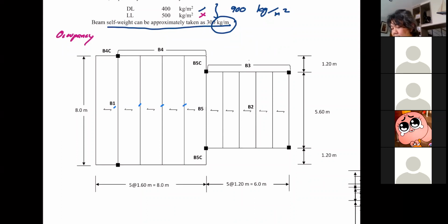When you look at B1, this is the direction of the floor, right? So B1 will have to support half of the floor here, and then another half here. So this becomes the tributary width of B1. That is the tributary width.